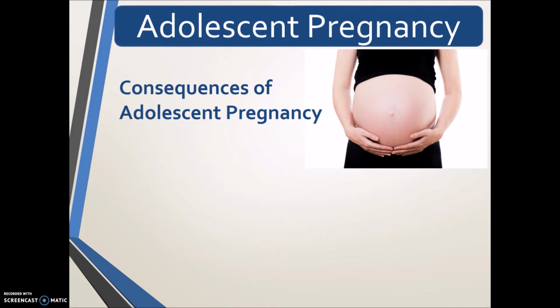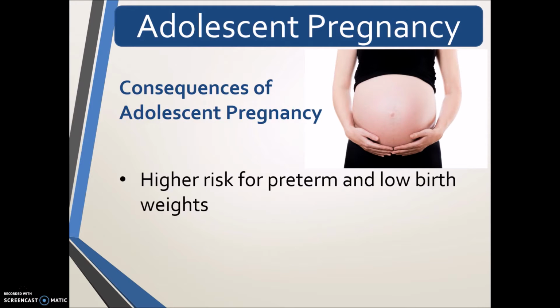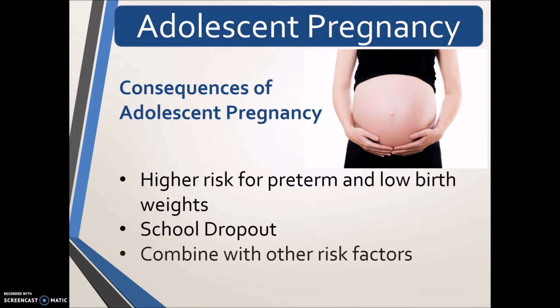So I wanted to talk about some of the consequences of adolescent pregnancy. One of those is that for the infant themselves, they're at a higher risk for preterm and low birth weights. And if you remember from your child development class, that sets you up for a lot more negative outcomes. It's a big risk factor. So it sets you up for some negative outcomes throughout life. Another thing for the adolescent parent themselves is school dropout. So not all adolescent parents drop out, but it is a fairly common occurrence.